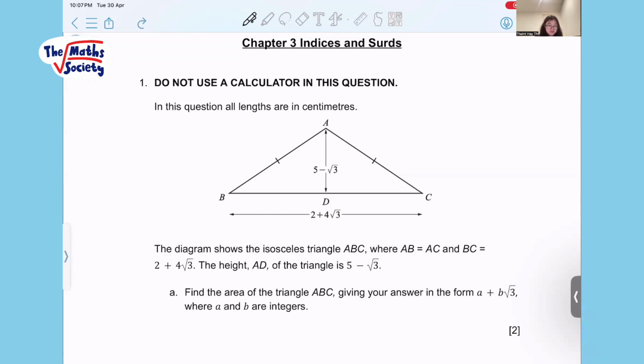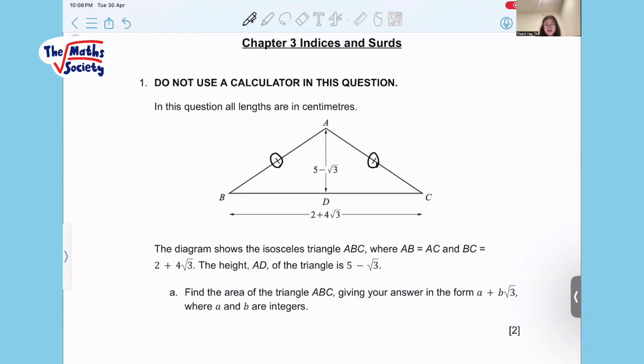So for the first question, you cannot use a calculator. They give you a triangle and its lengths, and we know it is an isosceles triangle, which means the two sides will be the same. It shows the isosceles triangle ABC, where AB is equal to AC, BC is equal to 2 plus 4 root 3. The height AD of the triangle is 5 minus root 3. So we know the height, we know the base.